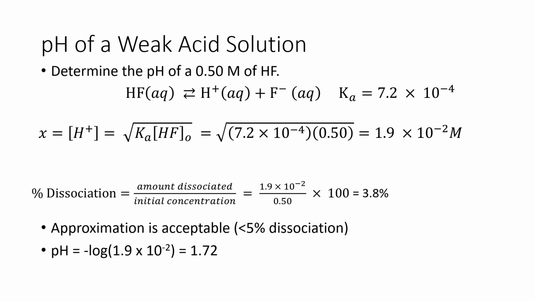The pH is the negative log of 1.9 times 10 raised to the minus 2, which is a pH of 1.72.